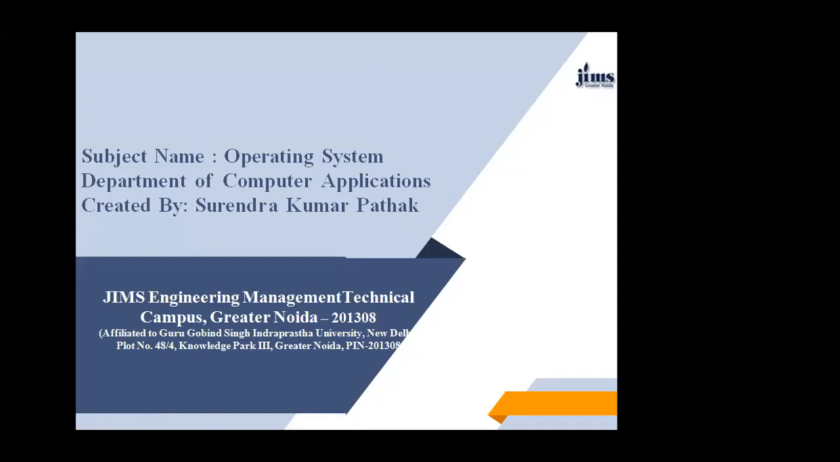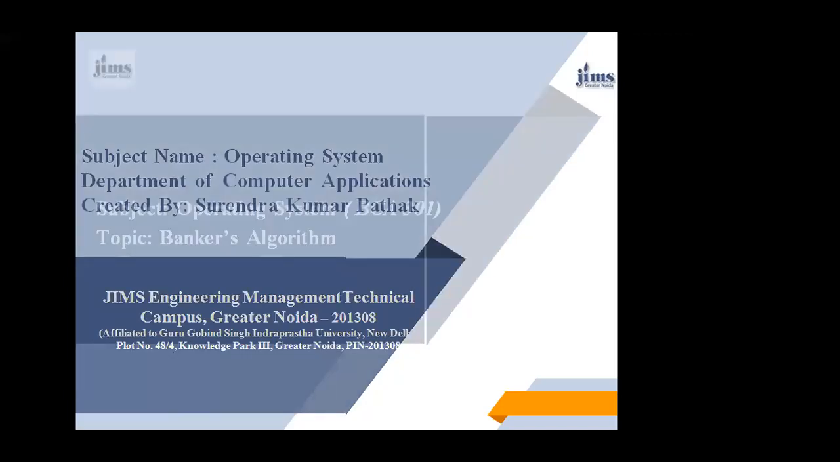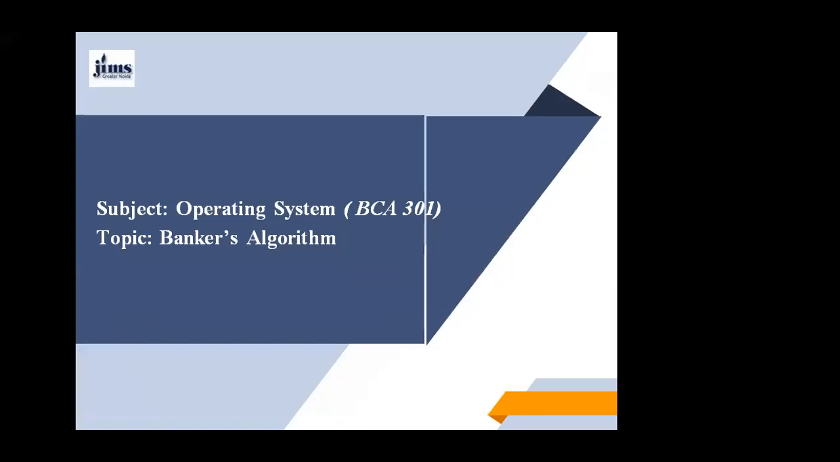The resource allocation graph algorithm is not applicable to a resource allocation system with multiple instances of each resource type. So the deadlock avoidance algorithm that we have discussed is less efficient. The resource allocation graph is key. So that is why we use the Banker's algorithm.